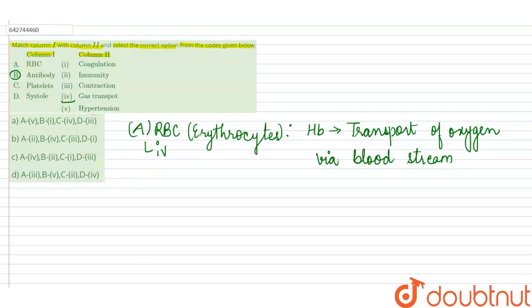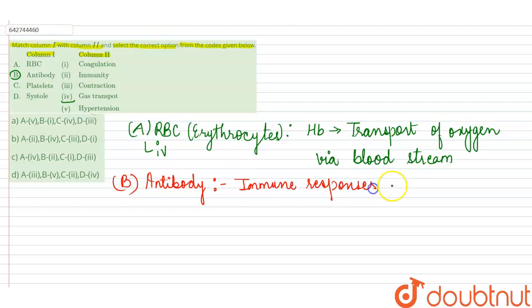Then B is antibodies. These antibodies are responsible for the immune responses in our bodies. They are responsible for providing immunity in our body. They are associated with responses to foreign agents in our body. If we come to column 2, number 2 is immunity. So B matches with number 2.